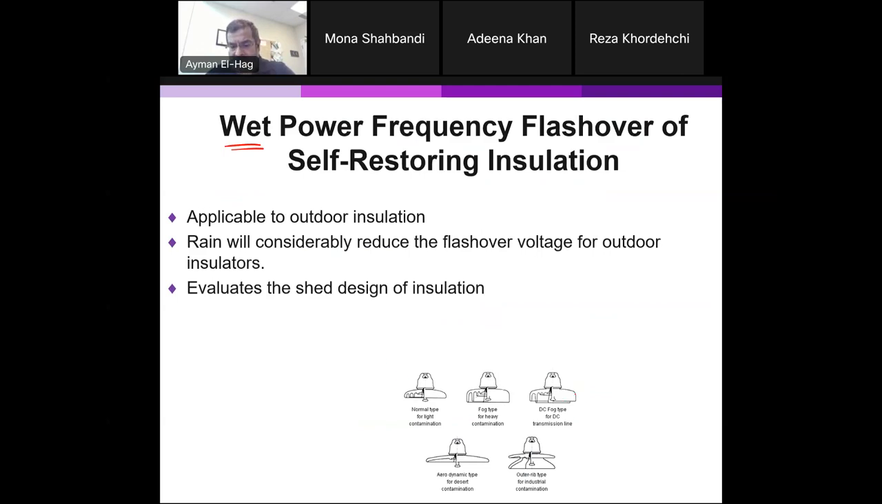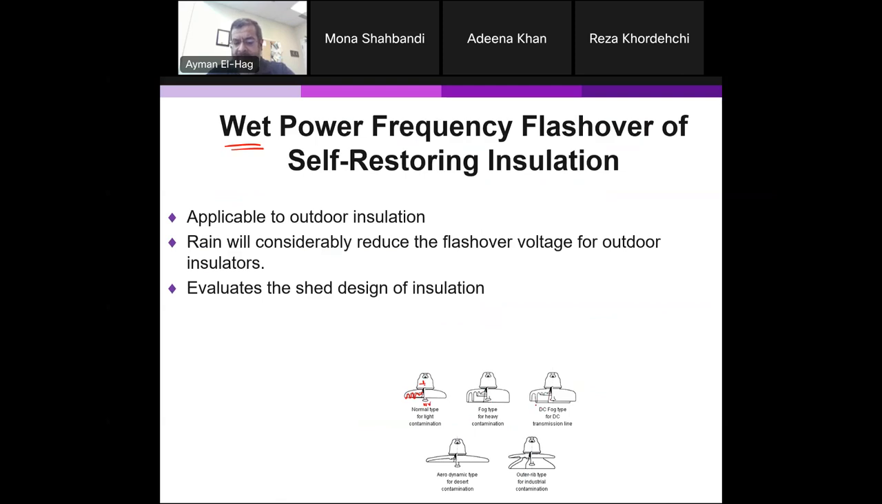Now we look here, these are cap and pin insulators. This is the normal one. This is the corrugation you see here at the bottom. These corrugations increase the leakage distance between the high voltage here and the ground here. So this is to increase that distance. But you see that the profiles are different.